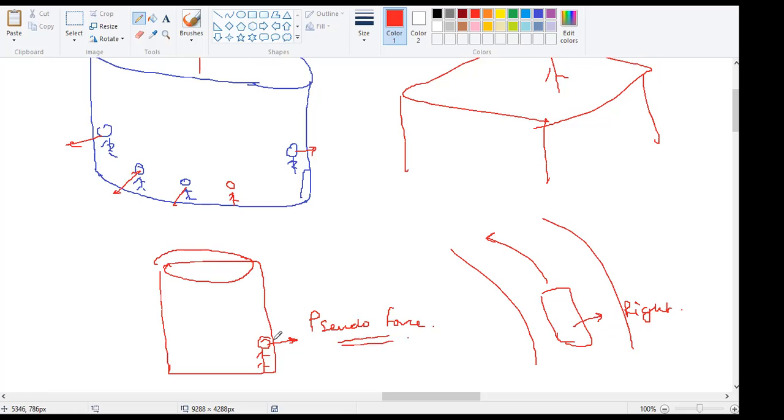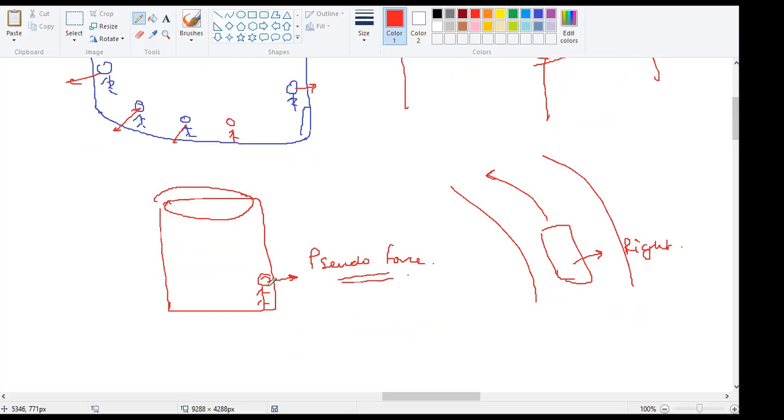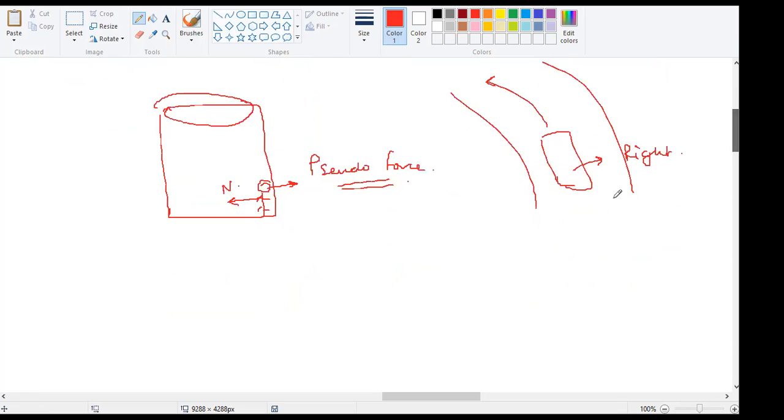So really there is no force, but you feel like you are getting pushed this way. Since you are hitting the wall, there is a normal reaction force. So when the speed keeps on increasing, what will happen is, at some point you will not feel the floor at all.